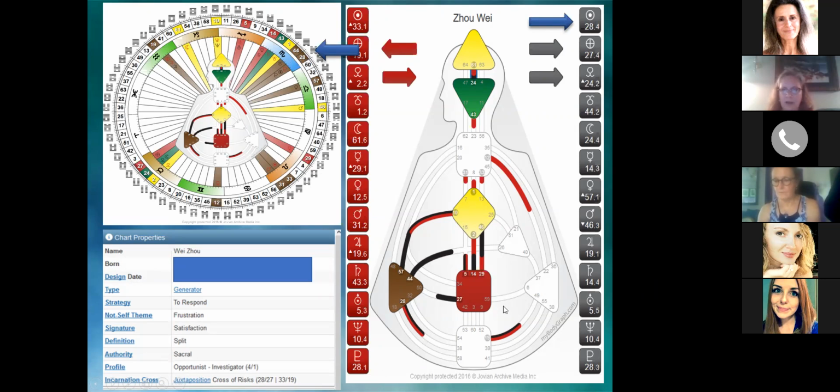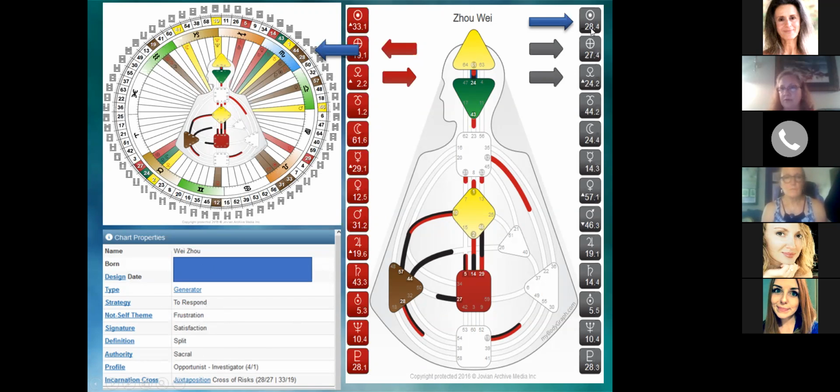And because she has this center filled in here, and it's filled in because it's joined by a channel up here, she's a generator. She has her sacral filled in, so she's a generator, and the sacral is her authority. So as a generator, this is her incarnation cross here, and that's showing down here as a juxtaposition cross, a cross of risks.